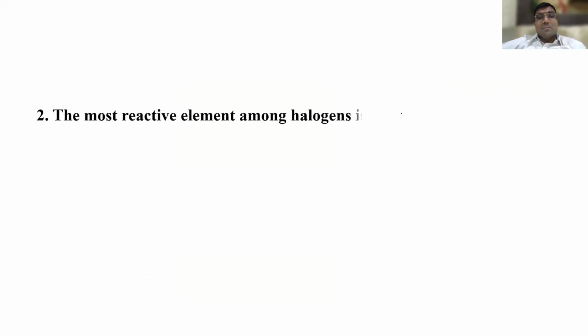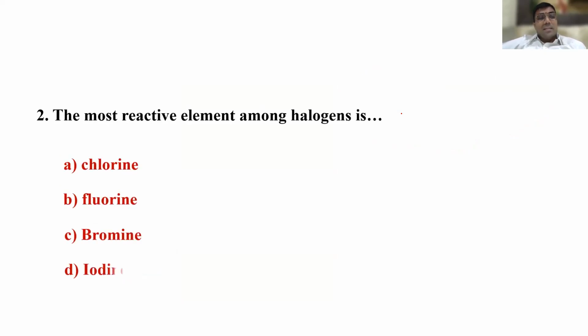Now the most reactive element among halogens, you know very well, is fluorine. Why? Low bond dissociation energy. Perfect, that question is asked actually. It is due to dash. Sometimes students will opt for bond length, which will be wrong. It's not bond length, it's bond dissociation energy.